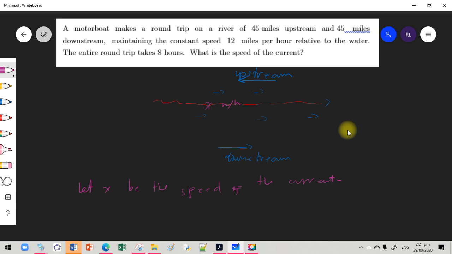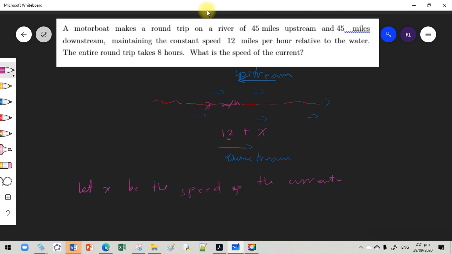A motorboat makes a round trip on a river of 45 miles upstream and 45 miles downstream, maintaining the constant speed of 12 miles per hour. So the motorboat goes downstream, the speed of that motorboat is 12. Since that is downstream, the speed of the current will be added to that speed of the motorboat. So the speed going downstream will become 12 plus x.